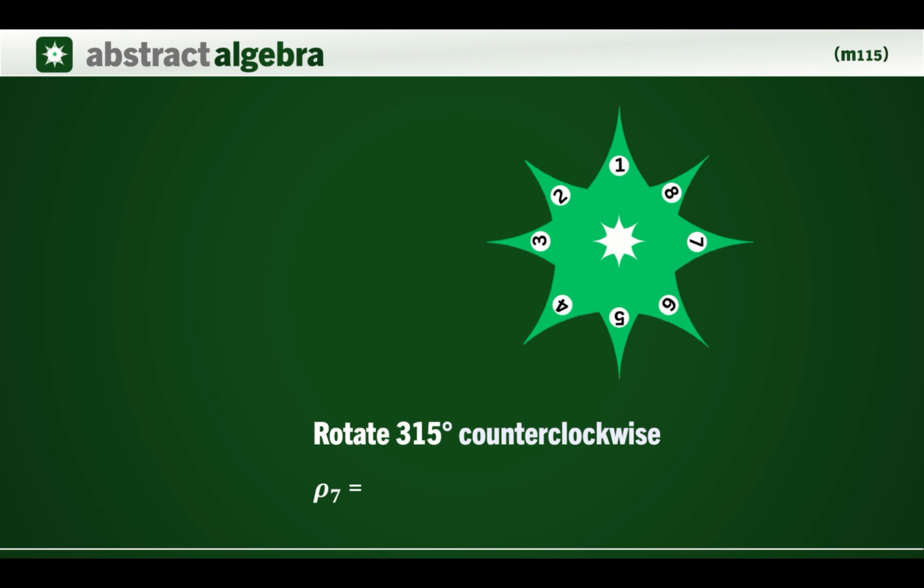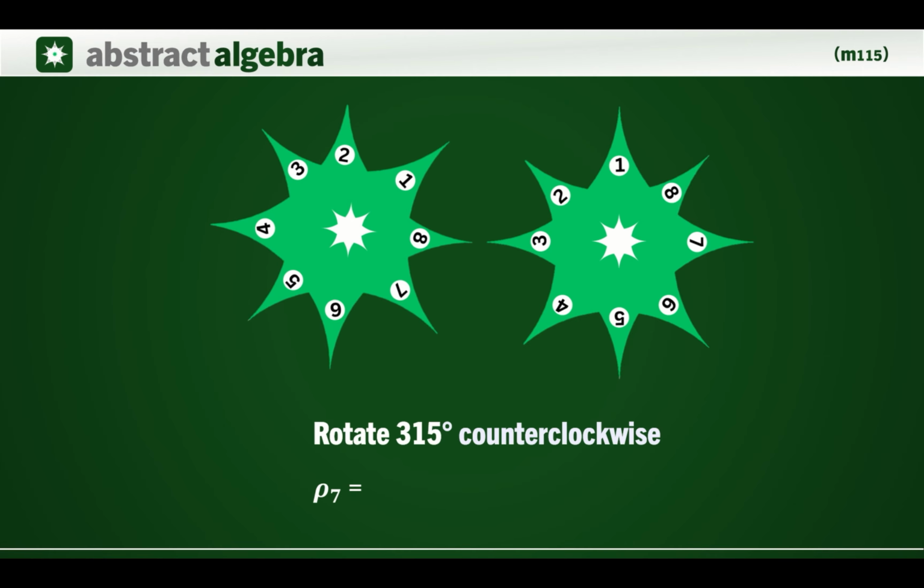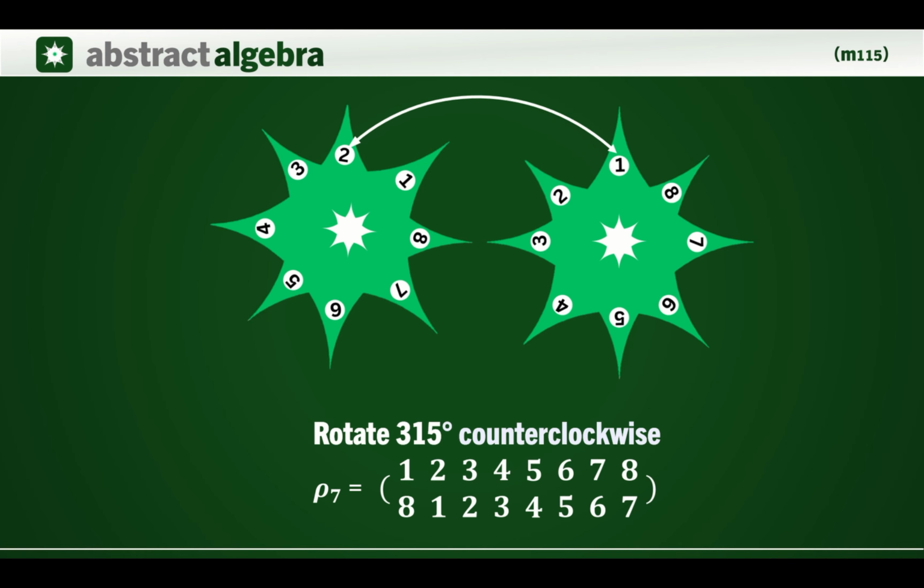Next, we are going to rotate our model 315 degrees counterclockwise to get rho sub 7. So this is what it looks like after rotating it 315 degrees. Then after that, we are going to map 1 to 2, 2 to 3, 3 to 4, 4 to 5, 5 to 6, 6 to 7, and 7 to 8 to get the rho sub 7 result.